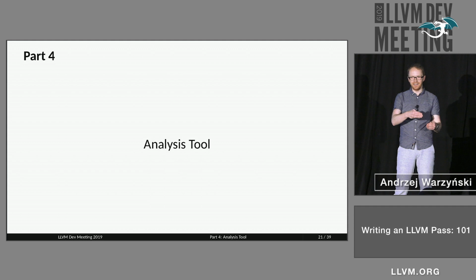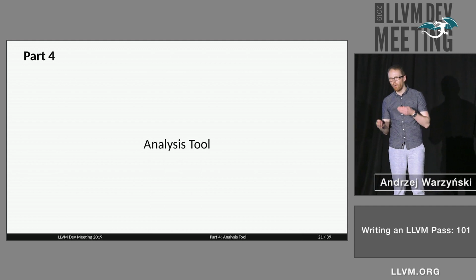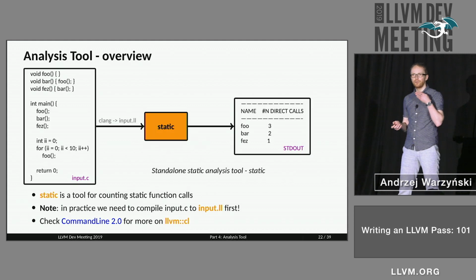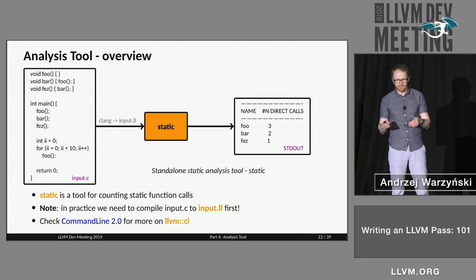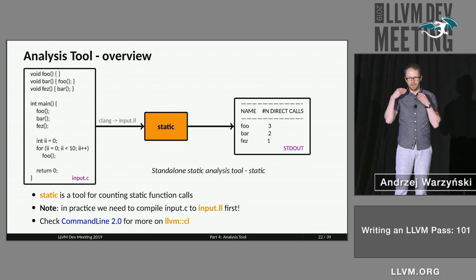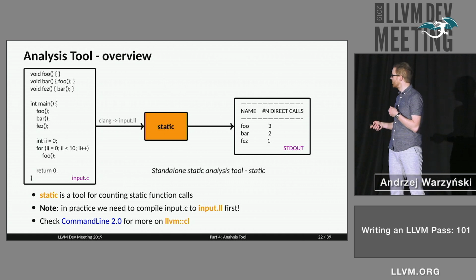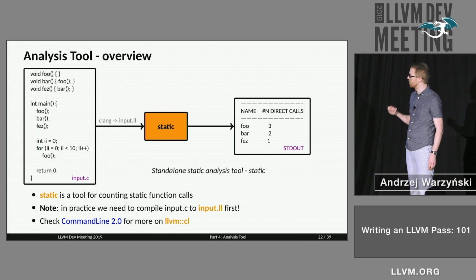So I'll embed an analysis pass inside a tool, because that just makes things a bit harder, but also more interesting. I'm going to create a tool that I call static. Static as opposed to dynamic. Static because it counts static calls, dynamic being runtime, static being compile time. So what I want to write is a tool that takes a file like this one and will print me a summary of what the static function calls are.